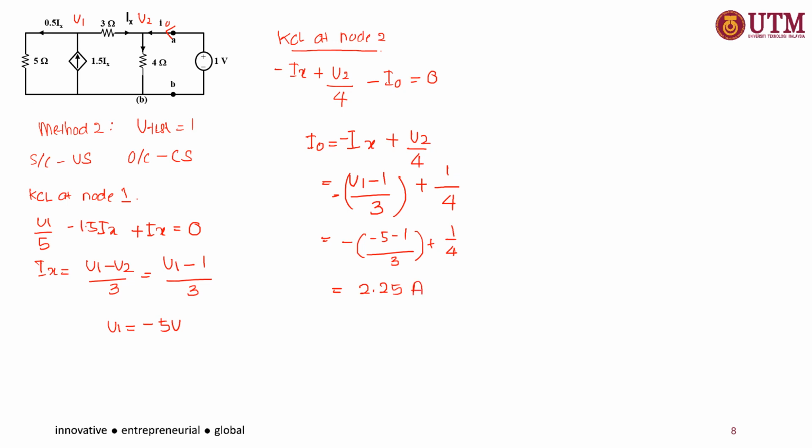Okay, so now since we know our V test here is equal to 1, your RTH is equal to V test divided by this I naught. So this is I test, this is I naught. So your V test is equal to 1, your I naught is equal to 2.25 ampere. You will get your RTH equal to 0.4444 ohms.